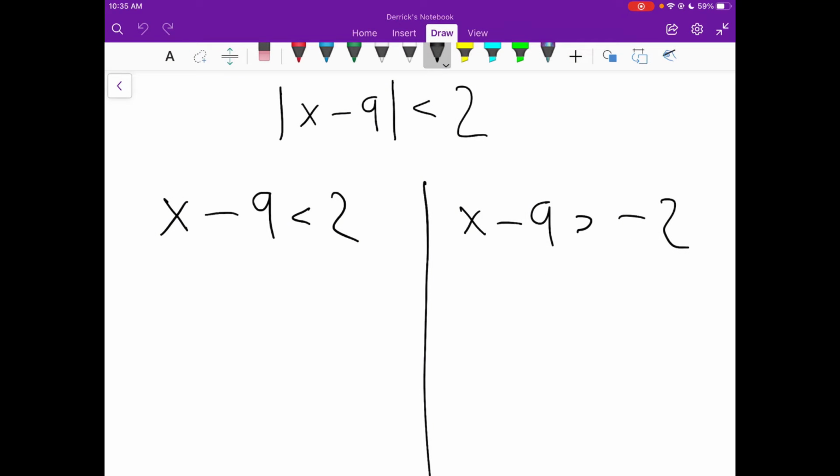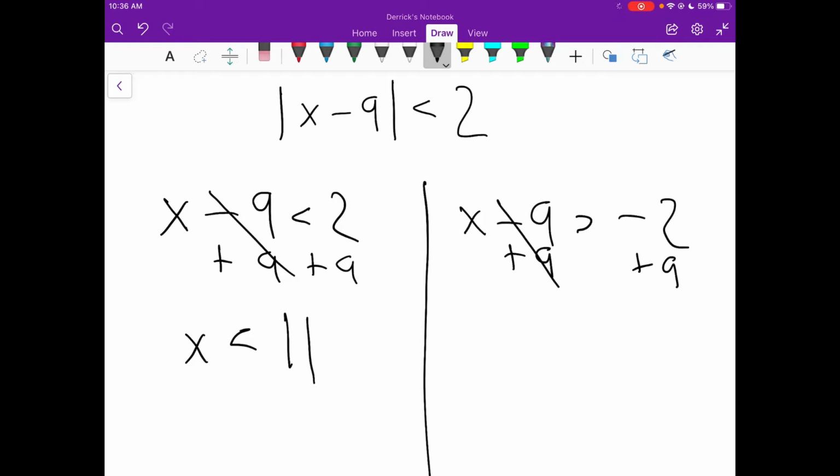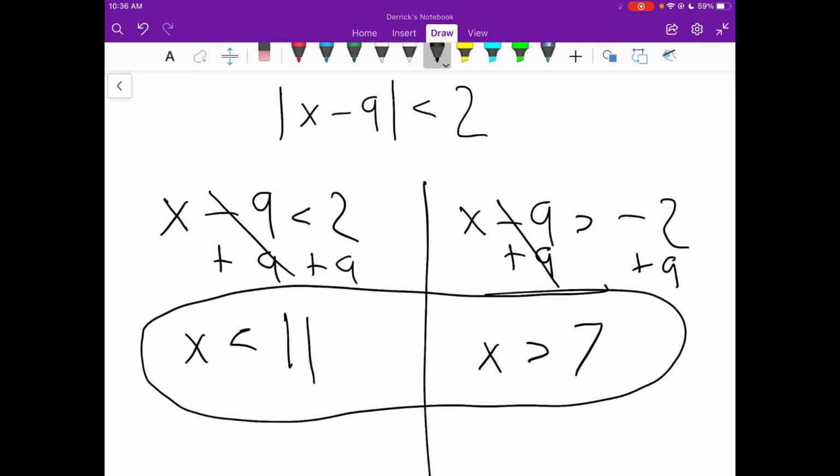Now that we have split into our two cases, though, the rest of this is really just normal solving out. So we know how to get x by itself here. We just need to add 9 to the other side. So in my positive case here, if I take positive 2 plus 9, I would get x is less than 11. And then in my other case, if I add 9 again, this time it's negative 2 plus 9, which would give me x is greater than positive 7. And these two inequalities together represent my solution set for the original problem of the absolute value of x minus 9 is less than 2.